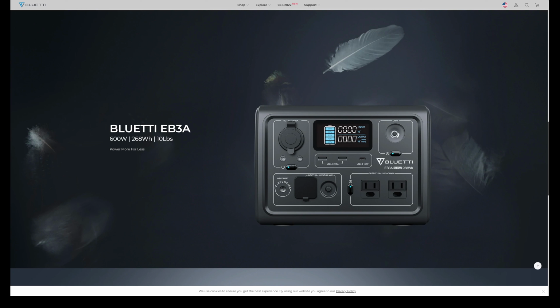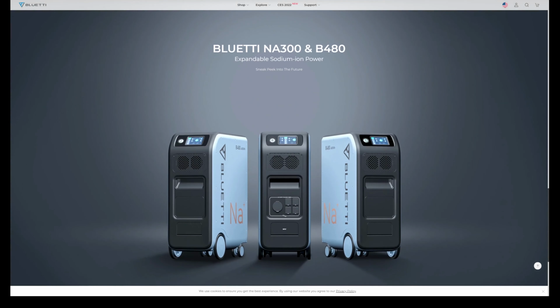So these are some of the things that I think of as, oh, that'd be super useful. Something like this, again, I believe it's lithium ion as well. I don't think it's lithium, oh no, it's a lithium phosphate battery pack. So not lithium ion. Now, let's scroll down to the one that I'm really interested in, which is the Bluetti NA300 and the B480.